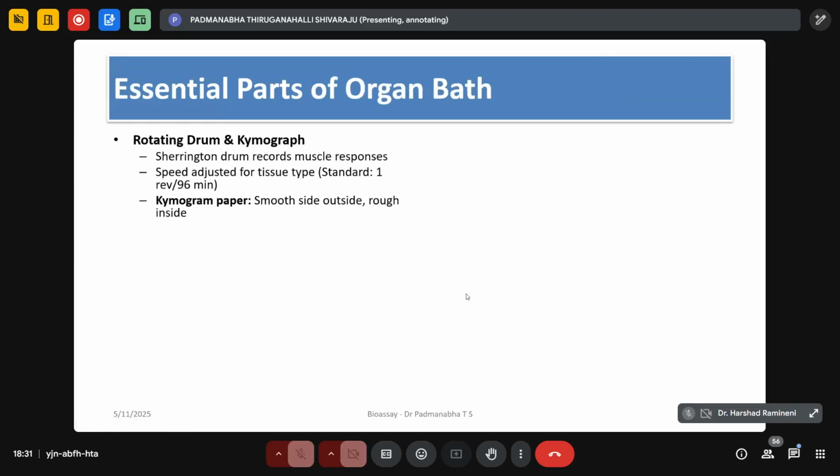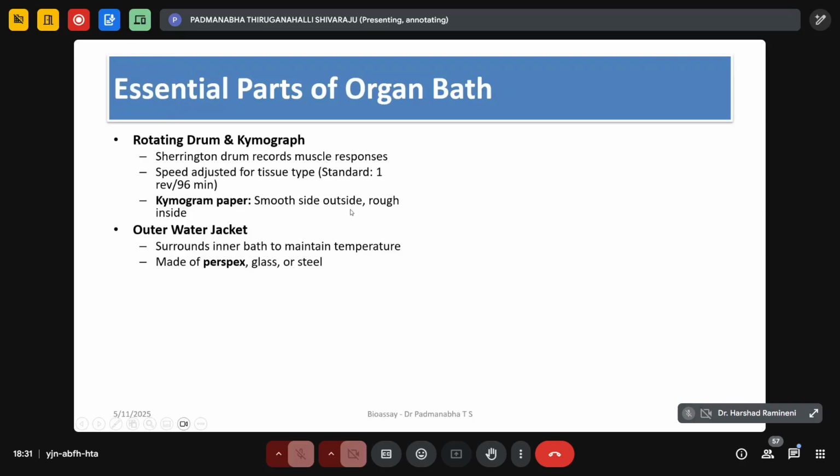Then there is a rotating drum and kymogram. It is a Sherrington drum which records the muscle response. Usually the speed is adjusted for the tissue type. Standard rotation is 1 revolution per 96 minutes. The kymogram paper is mounted with the smooth side outside and the rough side inside onto the kymogram drum. Then we have an outer pocket or outer water jacket which surrounds the inner bath to maintain the temperature. Usually it is made of glass or steel.